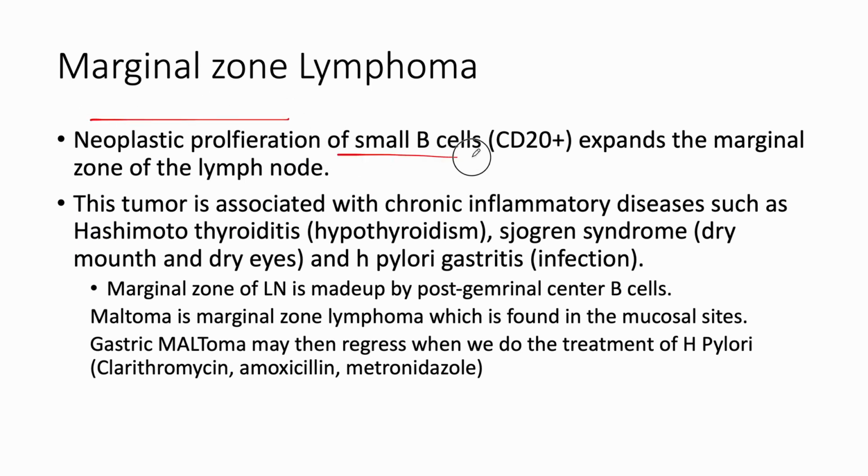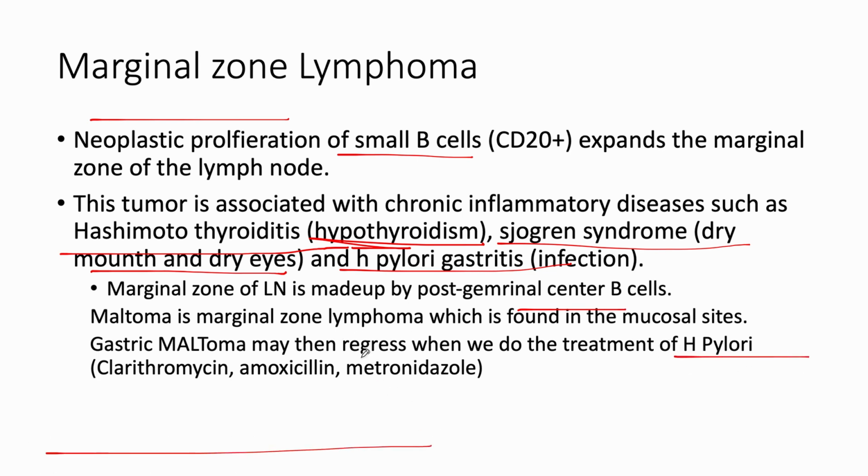Marginal cell lymphoma is going to be small again, and this is the main thing. It's associated with Hashimoto thyroiditis, Sjögren's syndrome, dry mouth and dry eyes, and H. pylori. The marginal zone of the lymph node is made out of these B cells, so you're obviously having inflammation in those. And even if you get therapy for H. pylori, you may get regression.